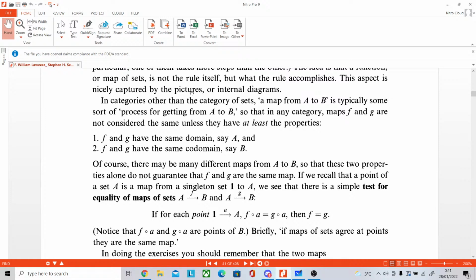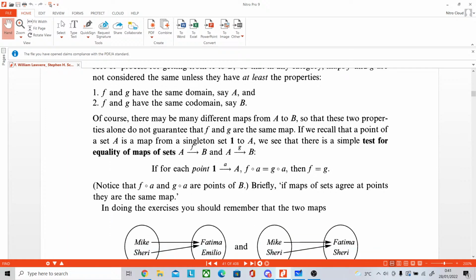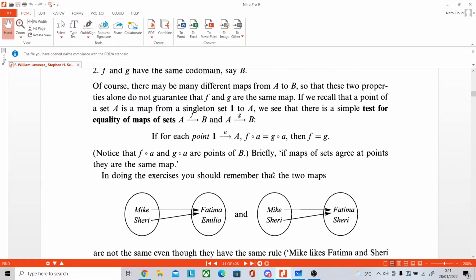In categories other than the category of sets, a map from A to B is typically some sort of process for getting from A to B, so that in any category, maps F and G are not considered the same unless they have at least the properties: 1, F and G have the same domain; 2, F and G have the same codomain. Of course, there may be many different maps from A to B, so that these two properties alone do not guarantee that F and G are the same map.